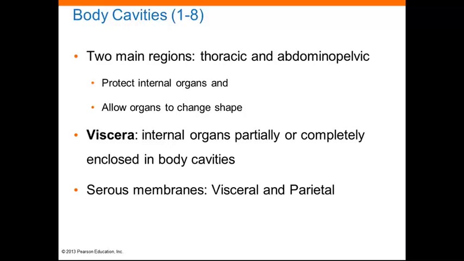So the viscera and the cavity are both lined by delicate membranes called serous membranes. And these serous membranes produce fluid that reduces friction. The layer covering the organ itself is called the visceral layer. And the one that lines the cavity is the parietal layer. But they're both serous membranes.